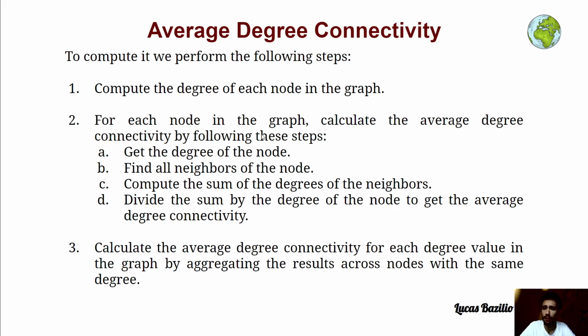Step 2. For each node in the graph, we calculate the average degree connectivity by following these steps. A, we get the degree of the node. B, we find all neighbors of this node. C, we compute the sum of the degrees of the neighbors, and finally we divide the sum by the degree of this node to get the average degree connectivity. And finally, the last step: we calculate the average degree connectivity for each degree value in the graph. So we aggregate all of the results across the nodes with the same degree.